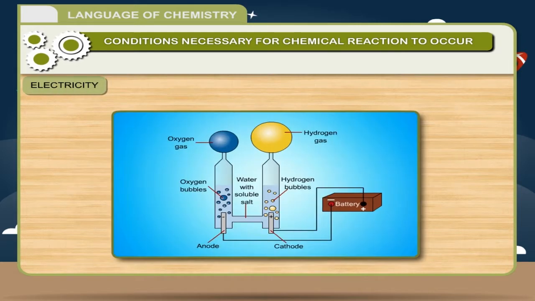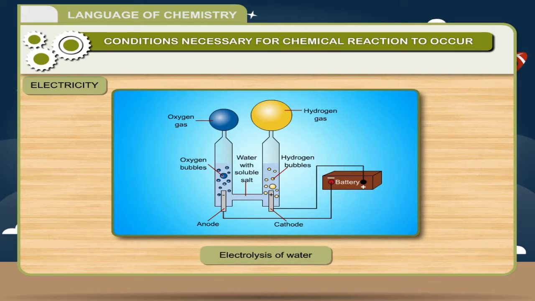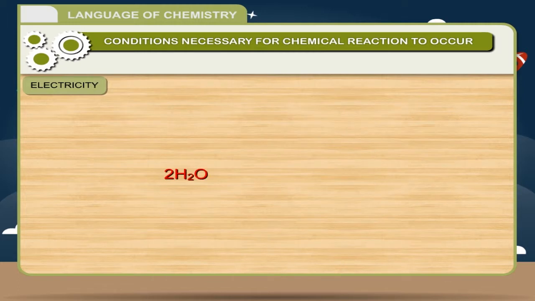Electricity. In certain cases, electricity is a basic need for occurrence of a chemical reaction. Such type of reactions are called electrochemical reactions. Electrolysis of water is an example of electrochemical reaction. 2H2O on electricity gives 2H2 + O2.